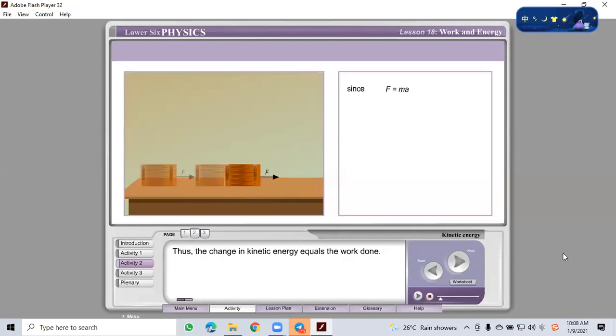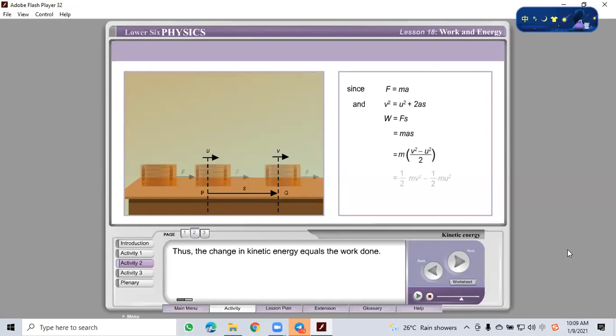Since F equals ma and v squared equals u squared plus 2as, W equals Fs, which equals mas, which equals m times (v squared minus u squared) over 2, which equals half mv squared minus half mu squared, which is the change in kinetic energy. Thus, the change in kinetic energy equals the work done.